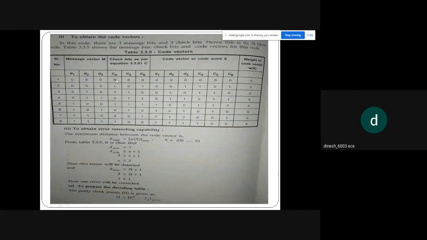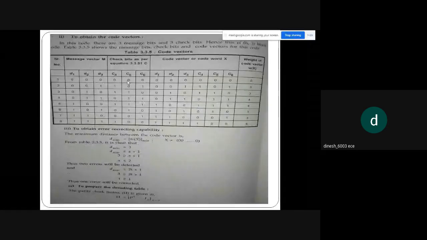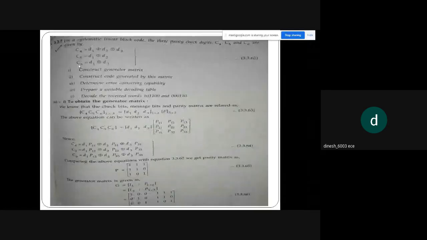So C4 we get. Similarly, C5 we get by doing modulo 2 addition of D1 and D2. Next for C6, D1 and D3. So do modulo 2 addition of D1 and D3. So we'll be getting C4, C5, C6 for all the 8 code vectors.